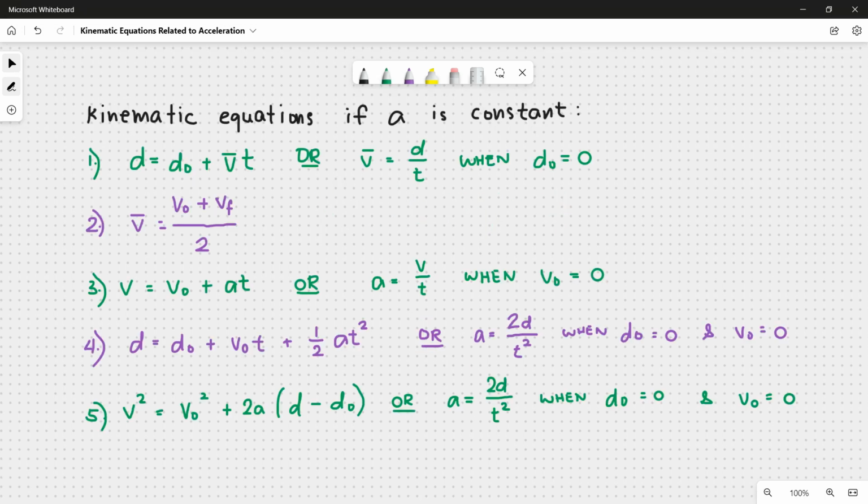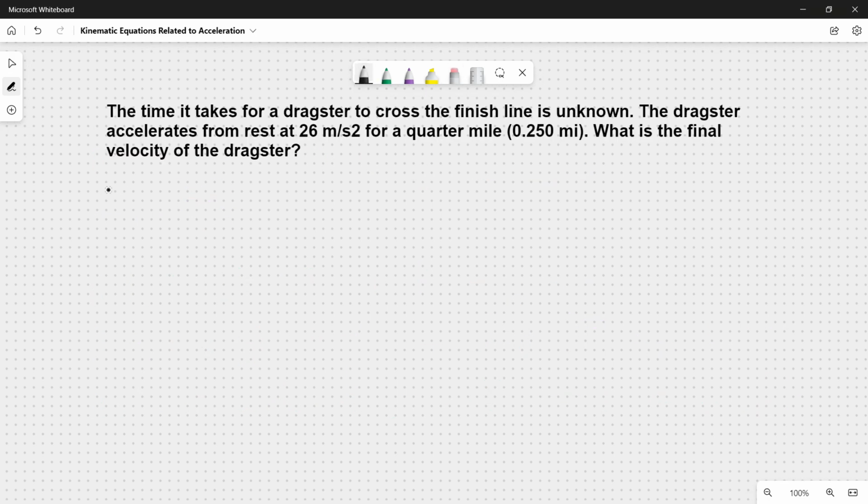In summary, these are the 5 kinematic equations that relate to constant acceleration. Let's work on this example. The time it takes for a dragster to cross the finish line is unknown. The dragster accelerates from rest at 26 meters per second squared for a quarter mile. What is the final velocity of the dragster? This equation is ideally suited to this task because it gives the velocity from acceleration and displacement without involving the time. First thing that we need to do is to convert miles to meters.